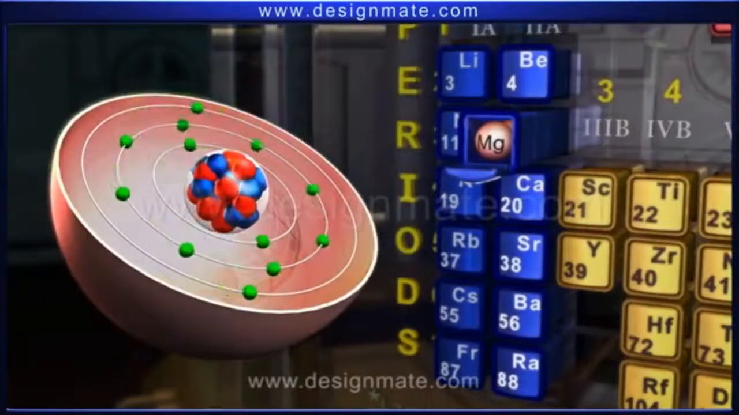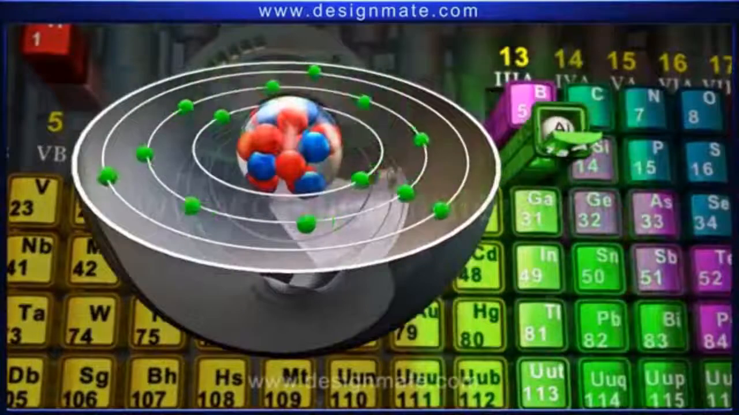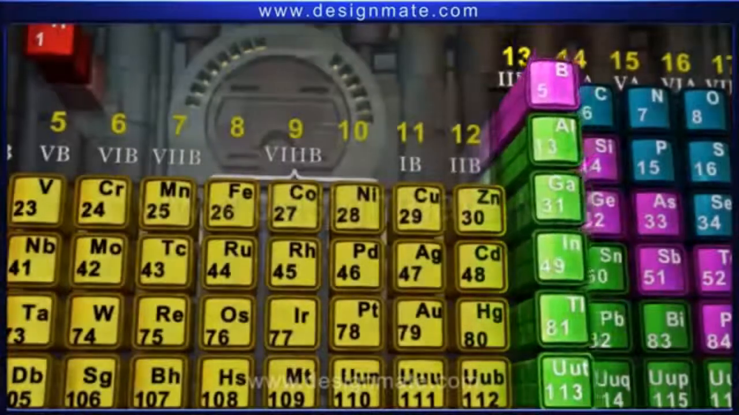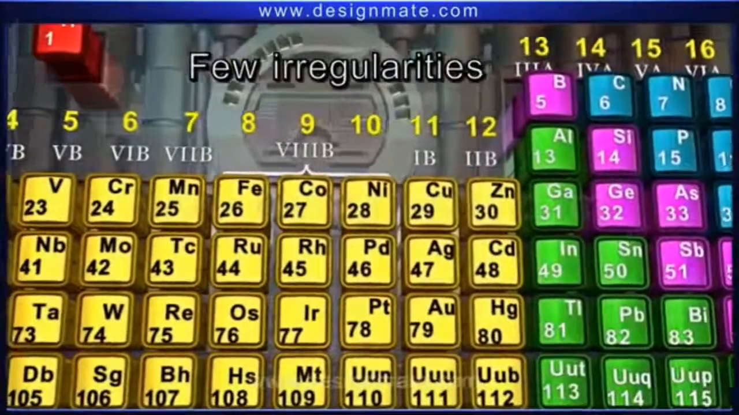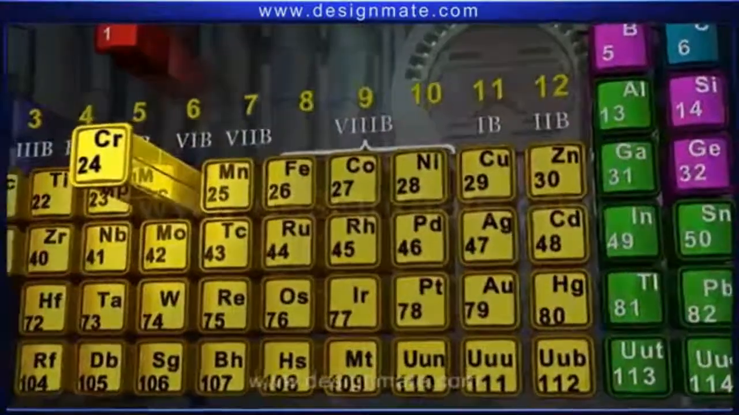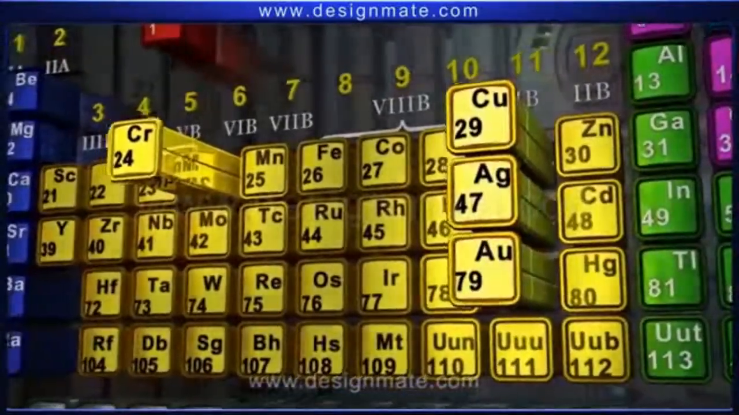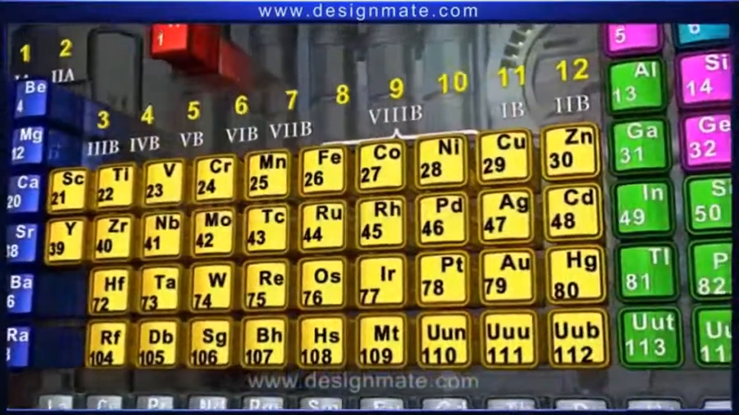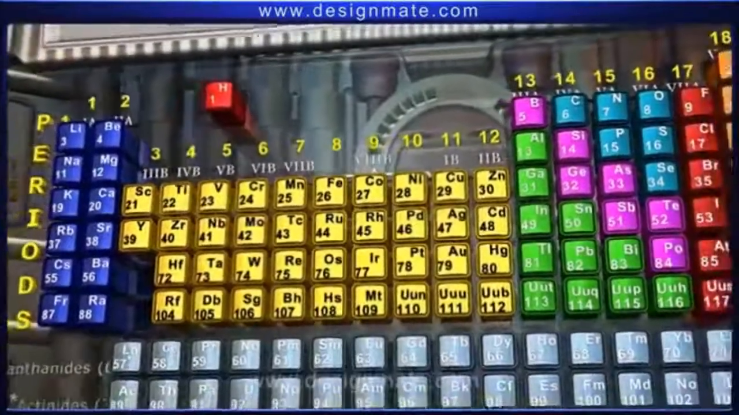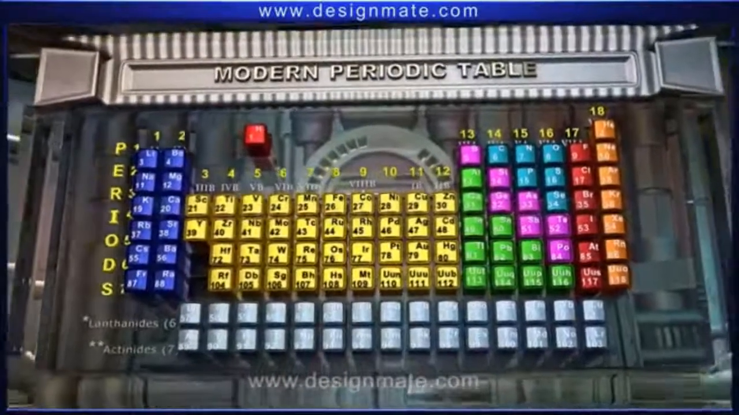Magnesium with 2 valence electrons is placed in group 2. Aluminium with 3 valence electrons belongs to group 13, and so on. However, there are a few irregularities shown by some elements in their configurations, such as chromium, copper, silver, gold, etc., which we will study in a separate topic. Despite these irregularities, it is possible to predict the position of most of the elements in the periodic table from their configurations, and vice versa.